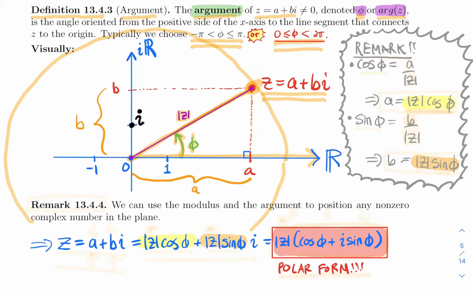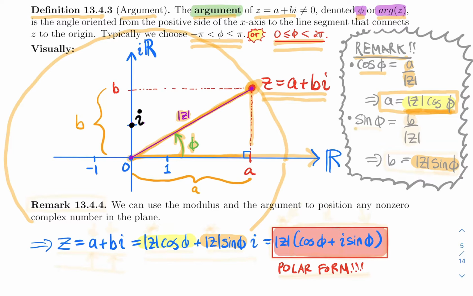So geometrically speaking, because we have a right triangle here, we can work with it. For example, and I wrote this as a remark, if you compute cos of phi, that's the adjacent side, a, divided by the hypotenuse, which is the absolute value of z. So a over |z| is cos phi. If you isolate a, you can see that a is equal to the absolute value of z times cos of phi. So we're rewriting a, the x coordinate of that complex number, as a formula that only depends on the absolute value and the argument.